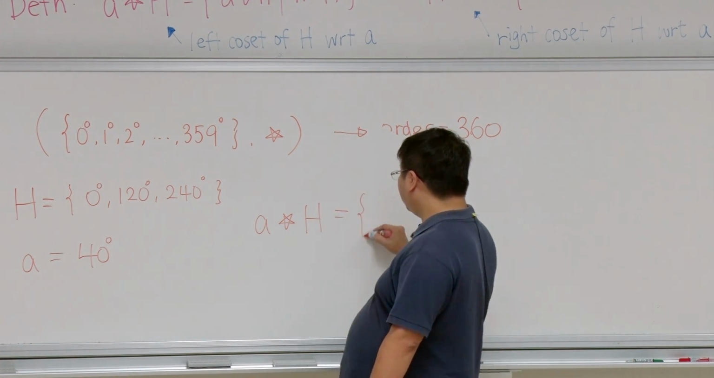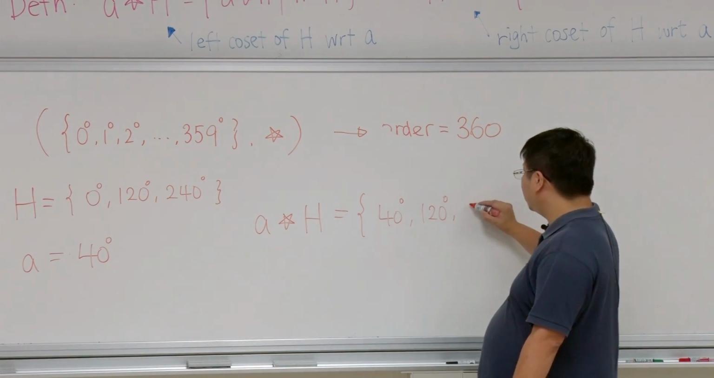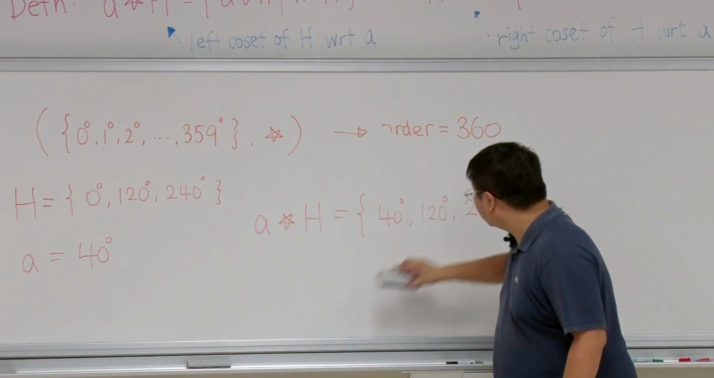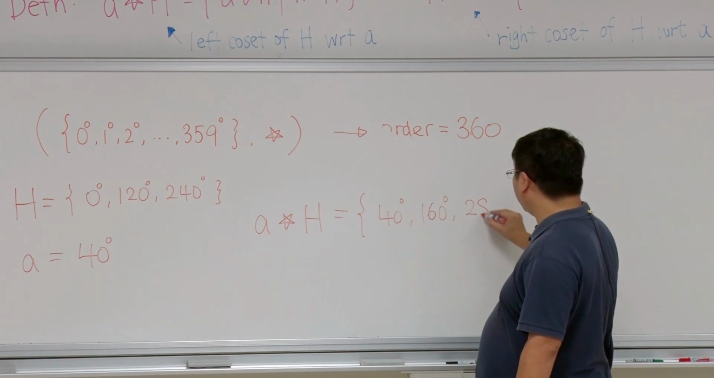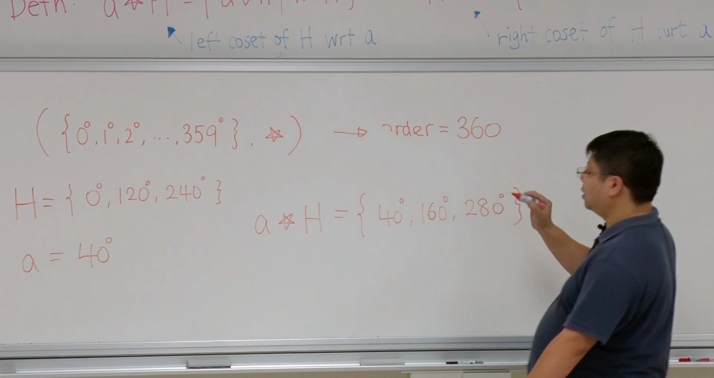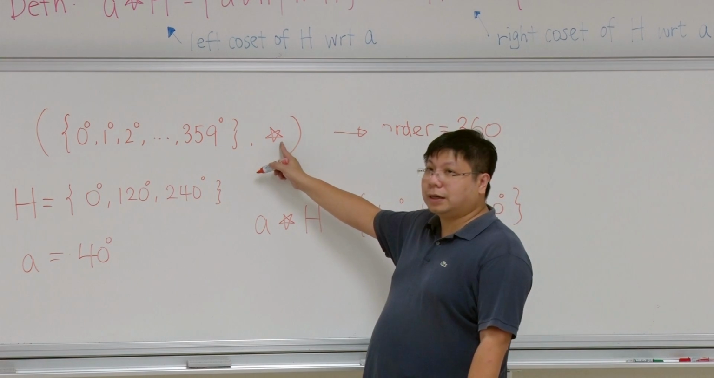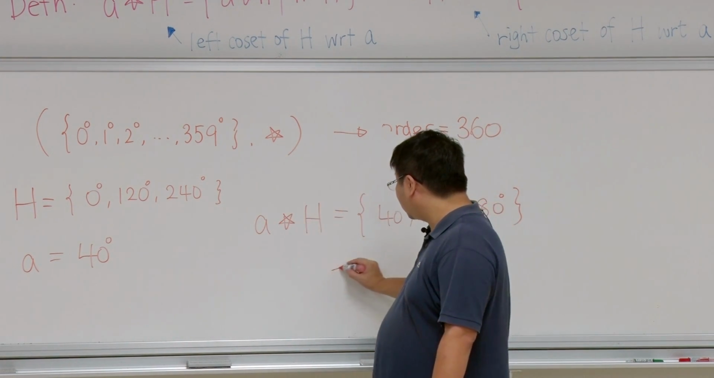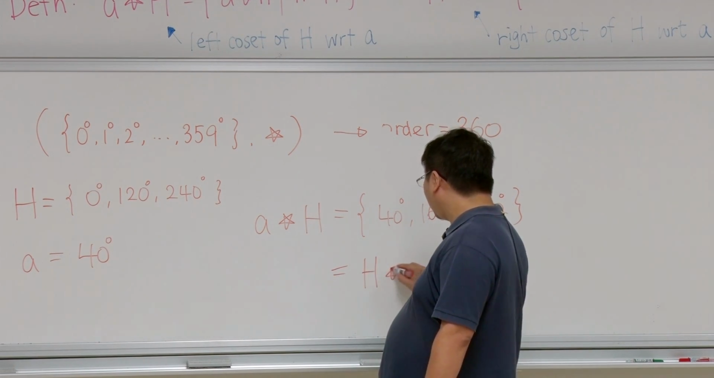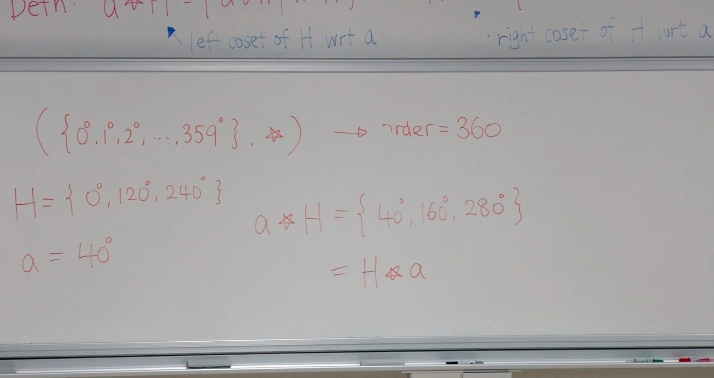A star H will be equal to 40 degrees, 120 degrees, 160 degrees, and 280 degrees. Is that okay? That's it. And then it turns out that, because this is a commutative operator as well, this is going to be equal to H star A. Is that okay? Okay, for this example. That's it. This is the definition of coset.